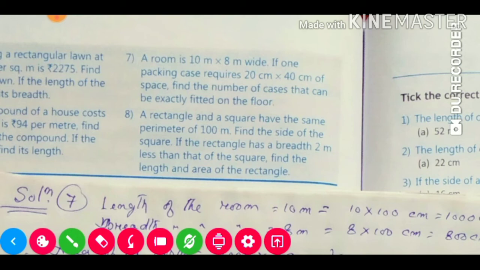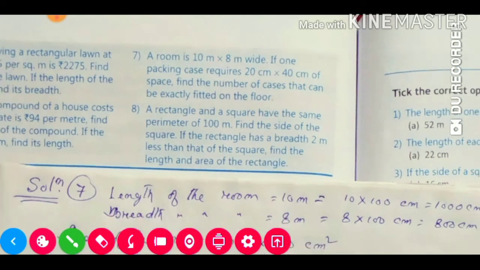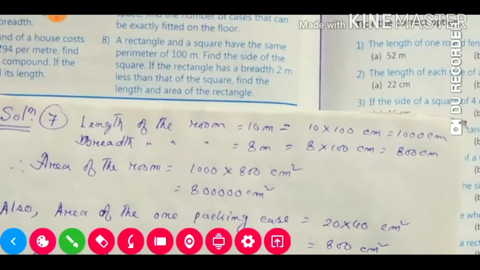First of all, we need to find the area of the floor. But here it is meter and there it is centimeter. So we know 100 centimeter is equal to 1 meter. So we need to multiply this by 100, so it will be converted to centimeter. So 10 meter into 100 centimeter is 1000 centimeter. And the breadth is 8 meter, 8 into 100, so it will be 800 centimeter. Now the area of the room is 1000 into 800, which is 8 lakh centimeter square. So 8 lakh centimeter square is the area of our room, that means the floor.